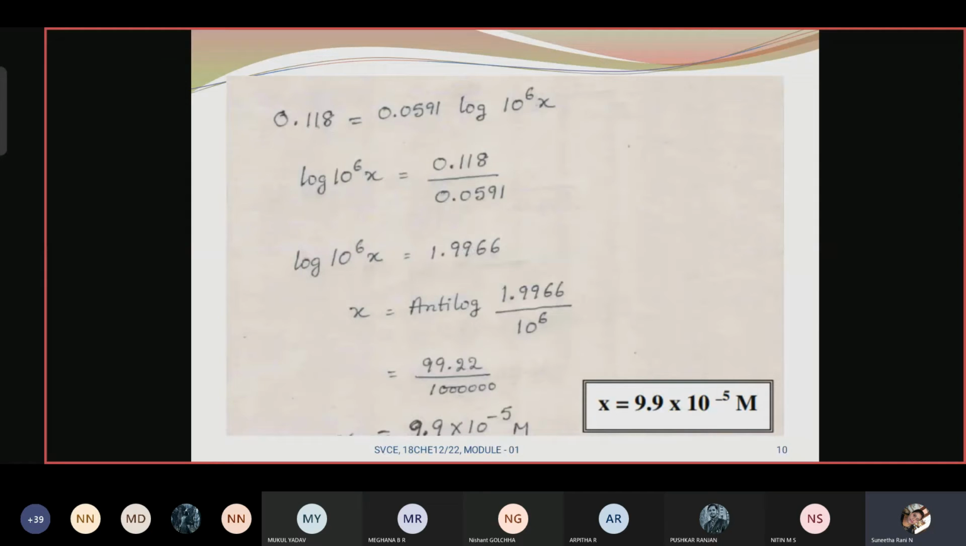How to calculate the anti-log? Ma'am, e power the value which you have. E power the value. Which value? 1.99.22 divided by 10 raised to 6. Whatever the value you have got, that value you have to set, right?